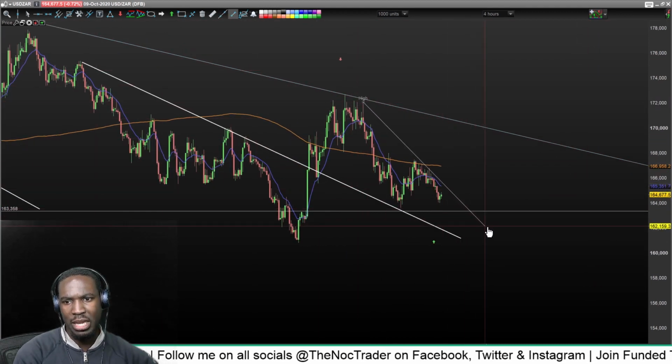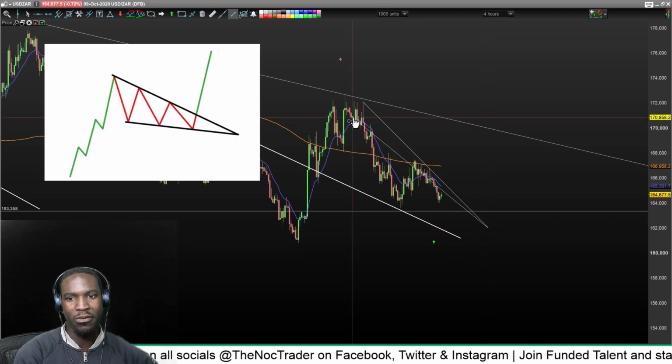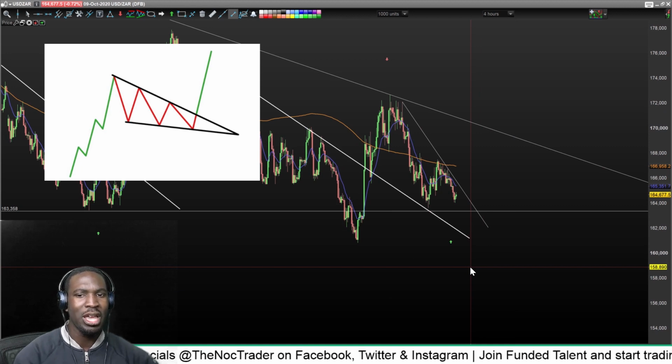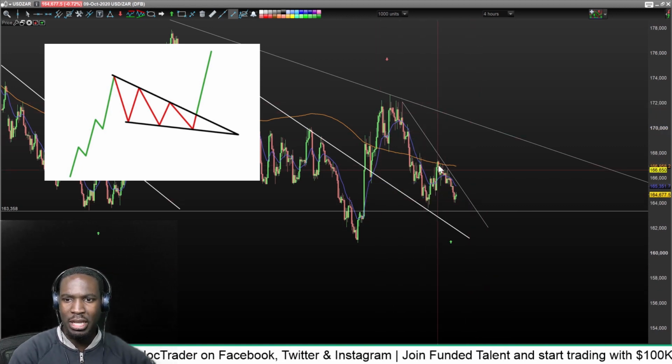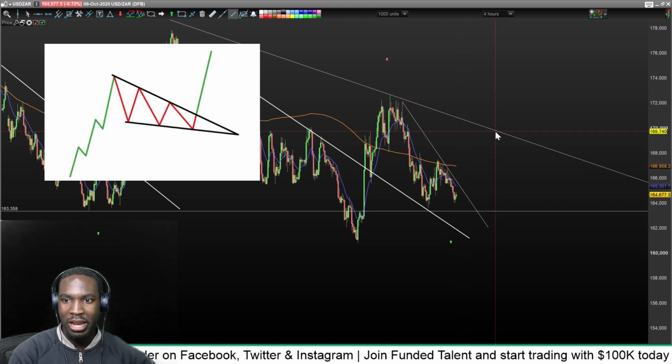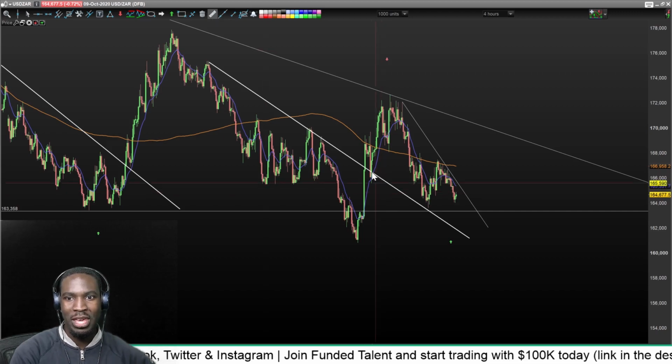I'm going to draw a line from here to here, and this kind of gives us a falling wedge. It's not the perfect falling wedge, but it kind of gives us a falling wedge. And as we all know, with a falling wedge, price will come down, sell off, hit the resistance again, sell off, and then break out to the upside.